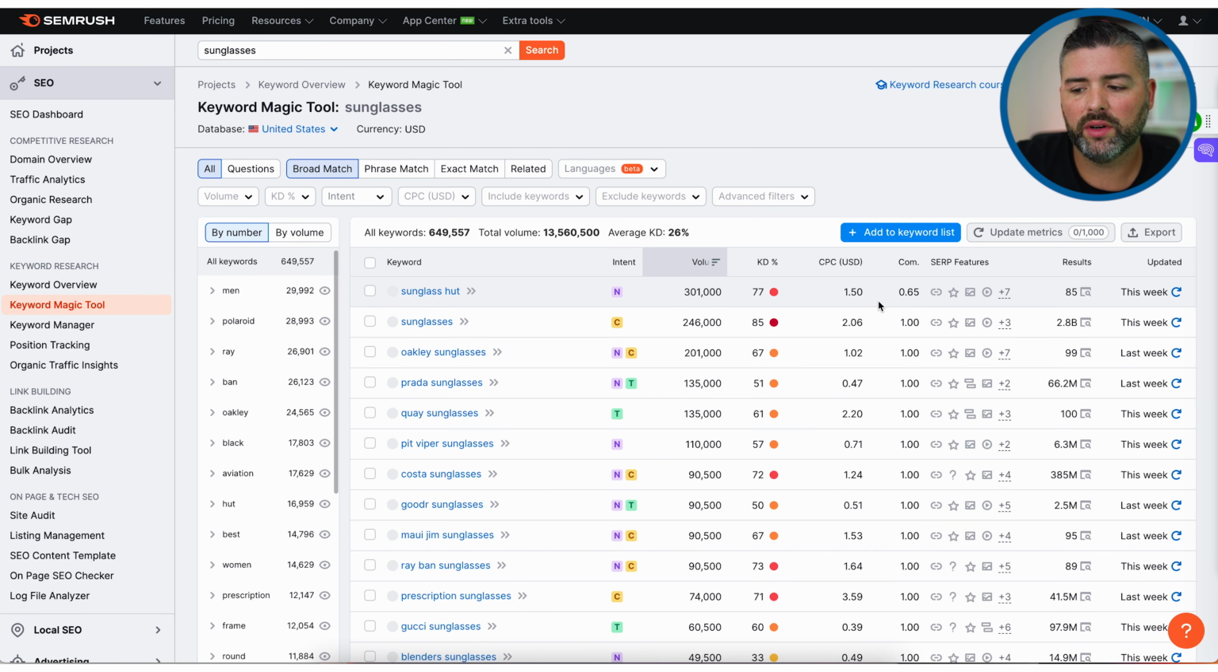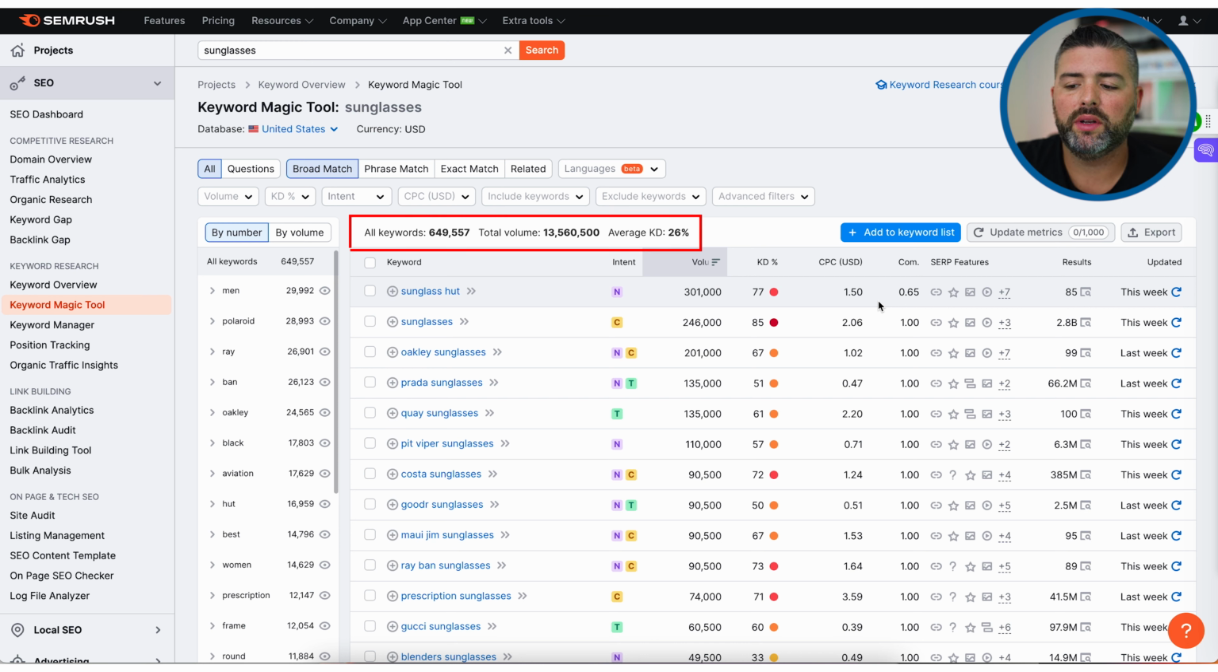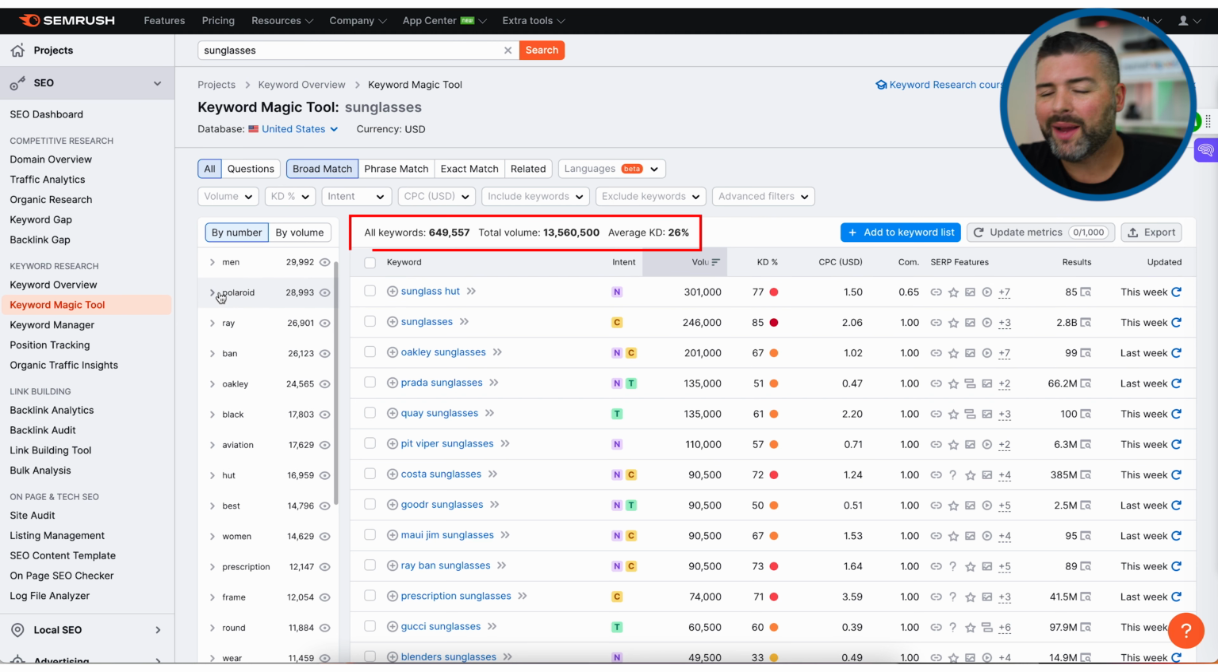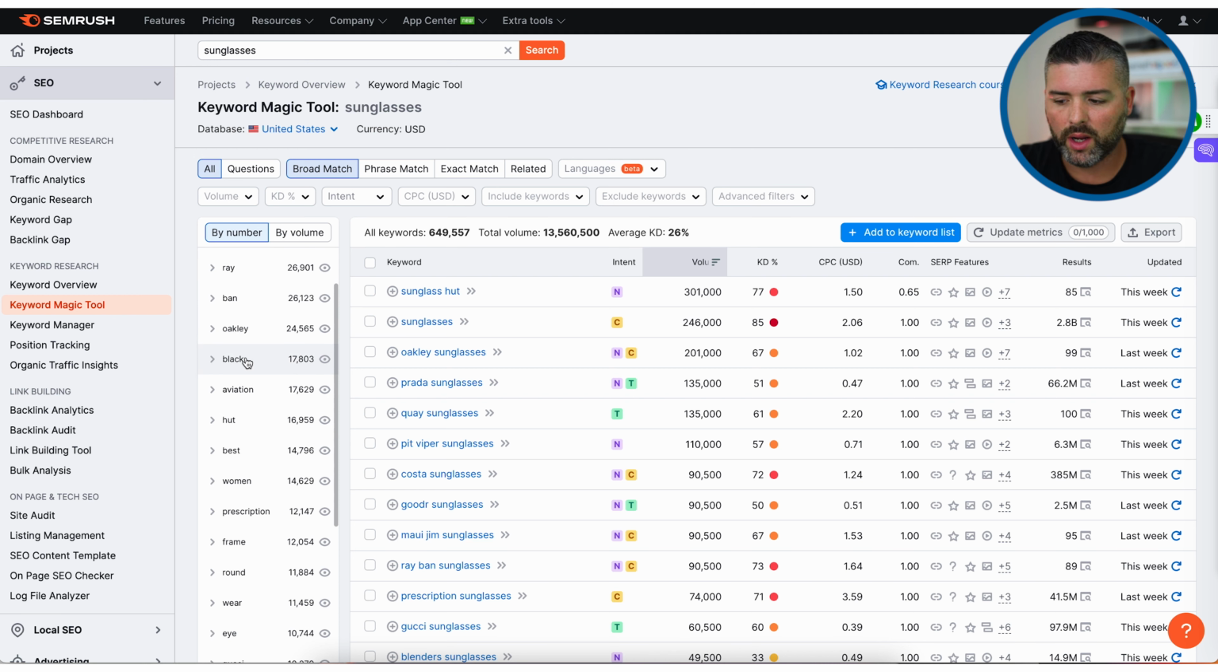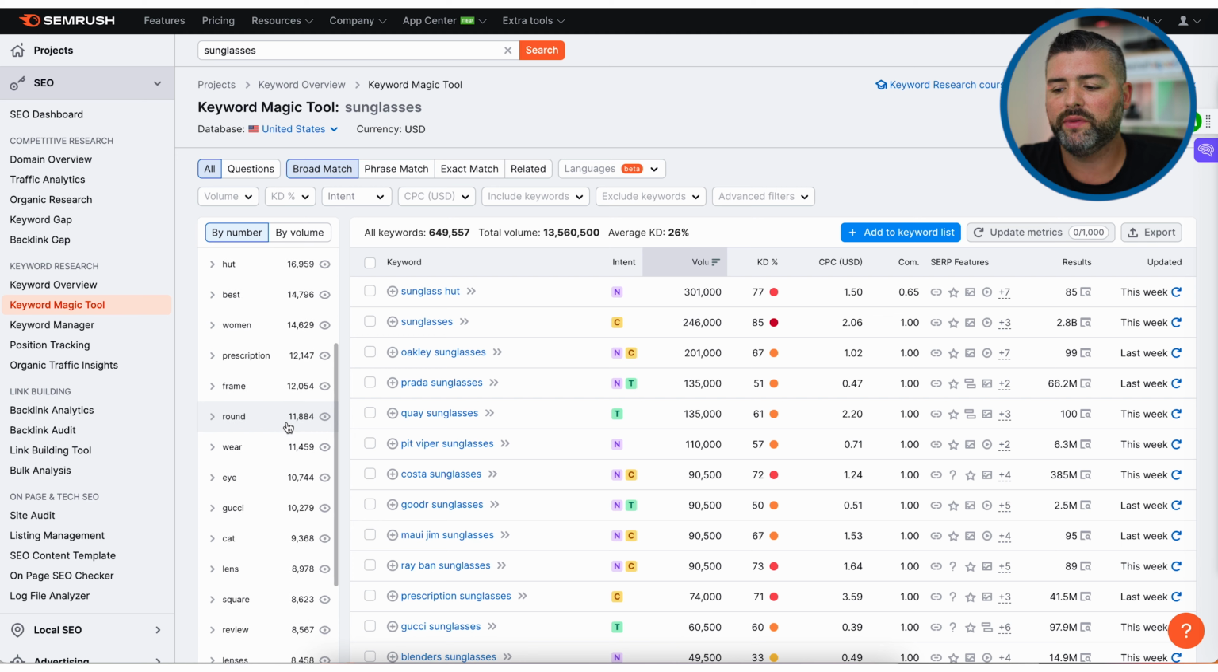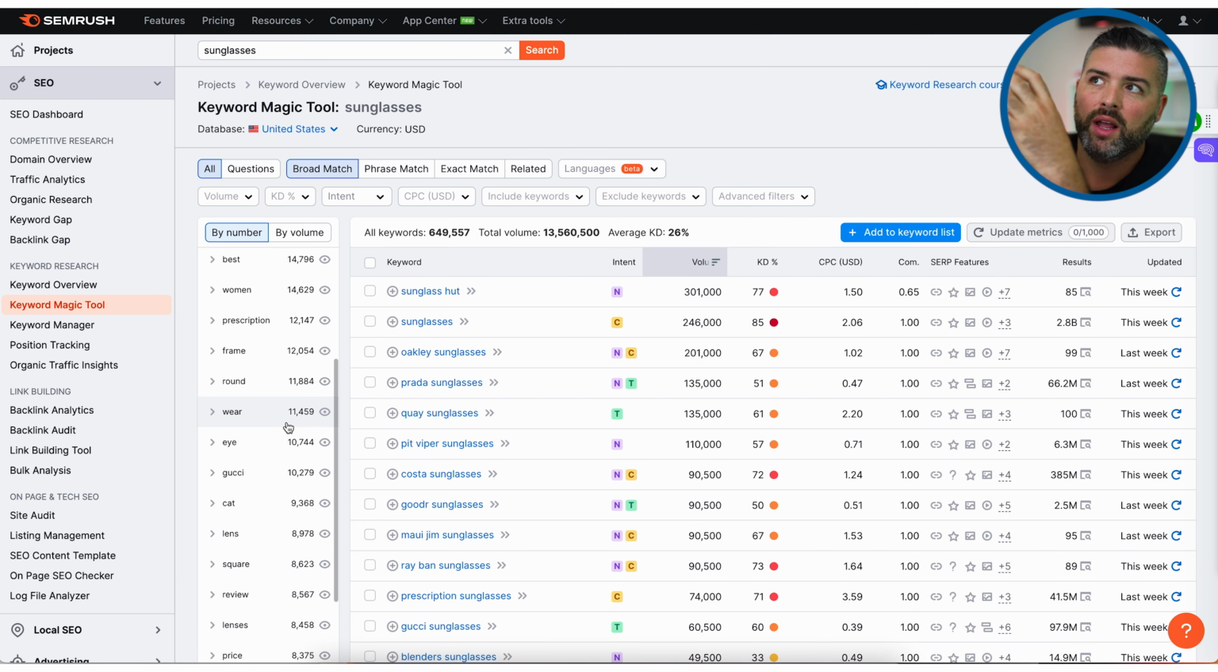There's a total of 650,000 keywords across 13,560,000 searches per month. Sunglasses will never convert. So we need to think more about types of sunglasses: for men, for women, polarized, black, white, blue, best, prescription, frames, round. All of these different keywords to get from that bid strategy.